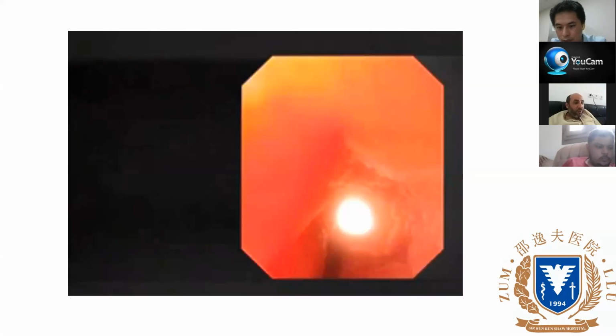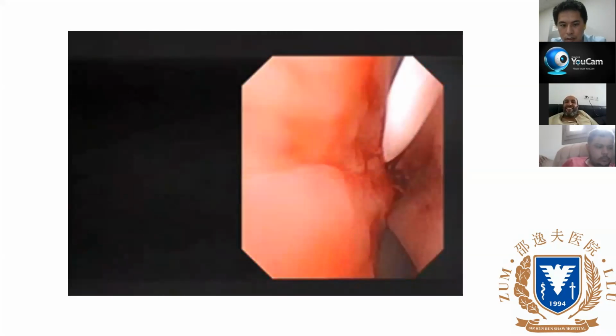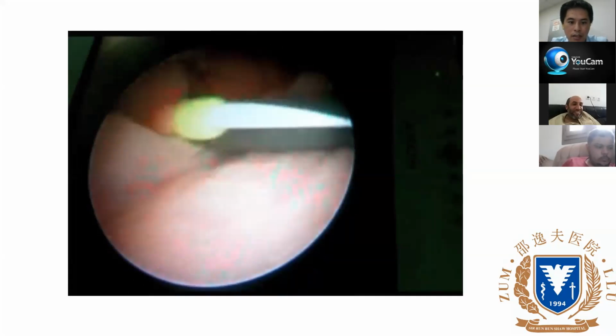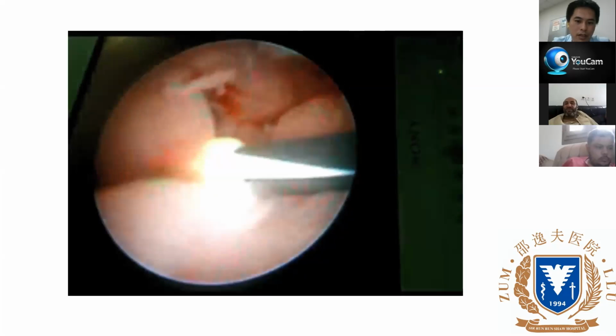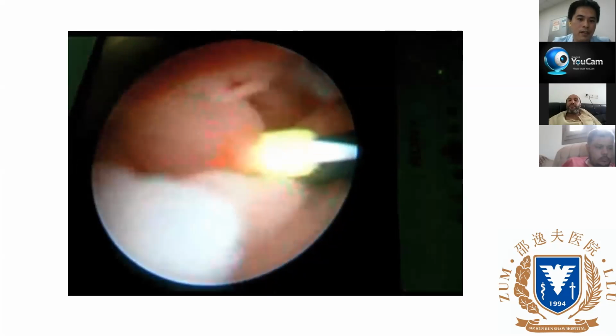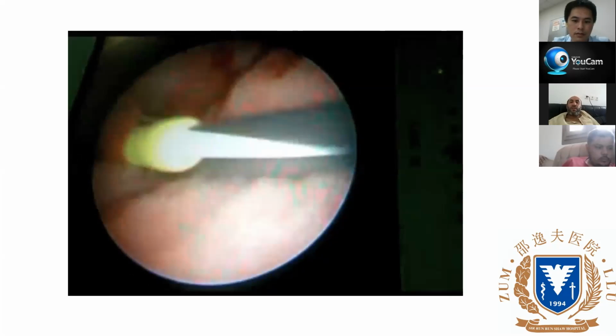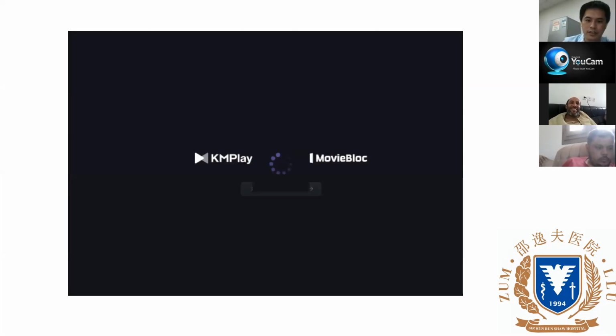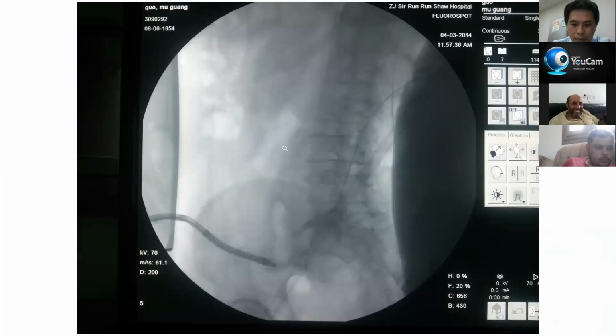Now we can see we put in a guide wire, and we put the urethral stents here. Here we left 2 urethral stents here. Okay, let's see what's next. After we placed and enlarged the obstruction, there's no obstructions here after the KOB.